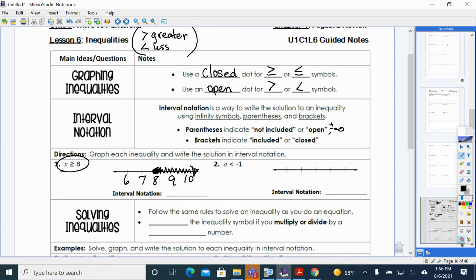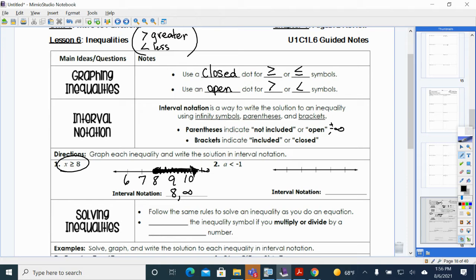Now, for interval notation, again, we're looking at the two endpoints. And we always go left to right, just like we read and do math. We do all of that left to right. So how far left is everything shaded? That's an 8. How far right is everything shaded? It goes all the way to positive infinity.